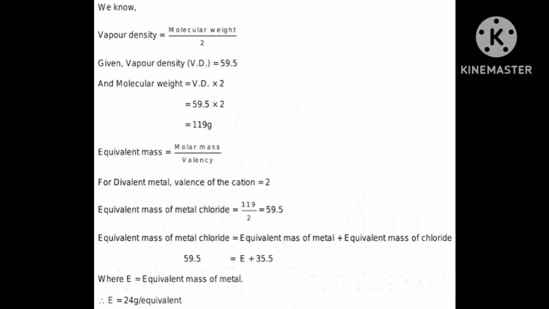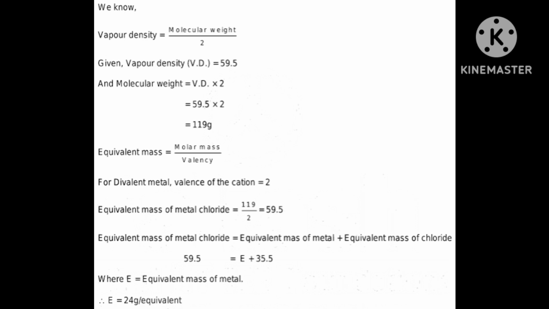First method is by application of the relation, that is, atomic weight is equal to equivalent weight into valency. This is the first method. By application of the relation, what is the relation? Atomic weight is equal to equivalent weight into valency. It's a very good relation between atomic weight and equivalent weight.